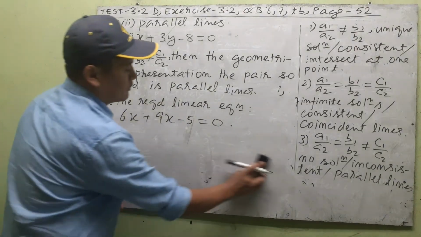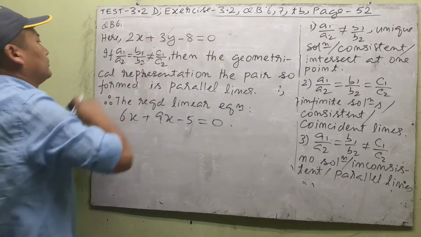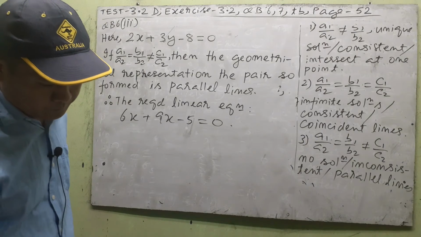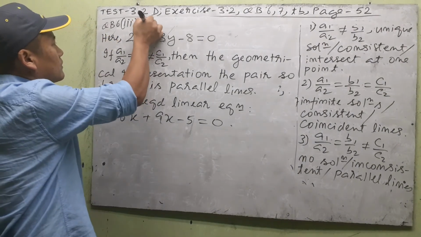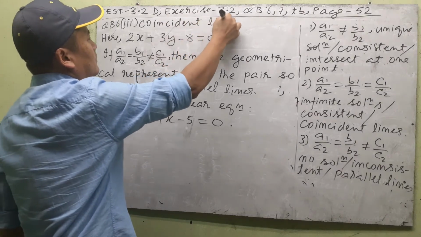I hope you got it right. Third one. The third one is representing coincident lines. And write it on coincident lines.